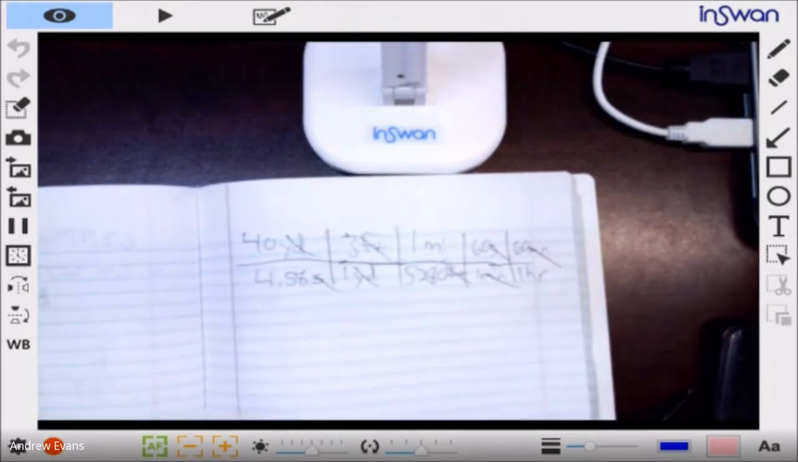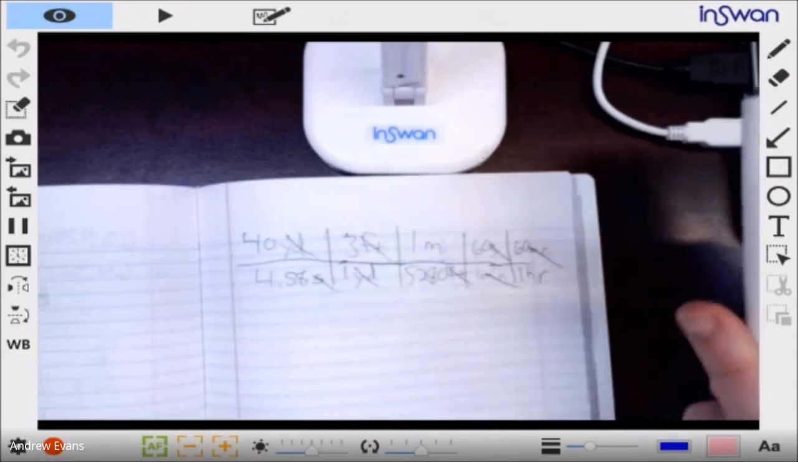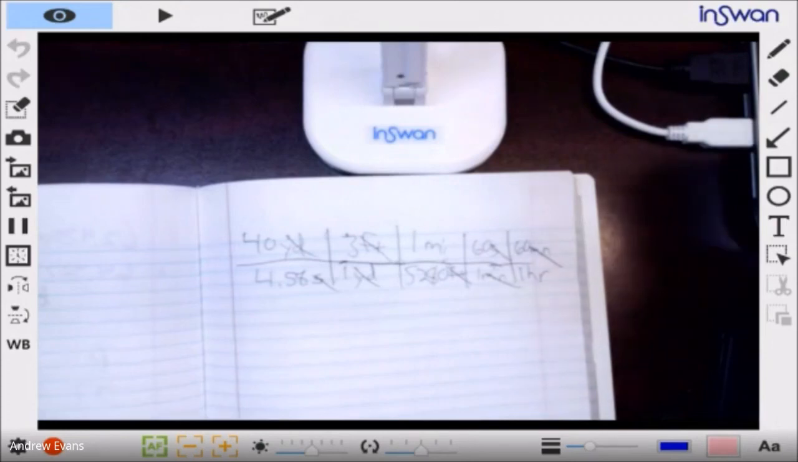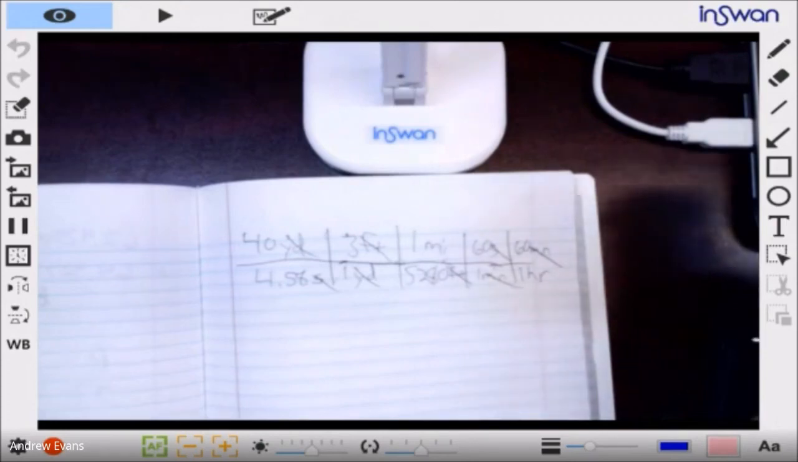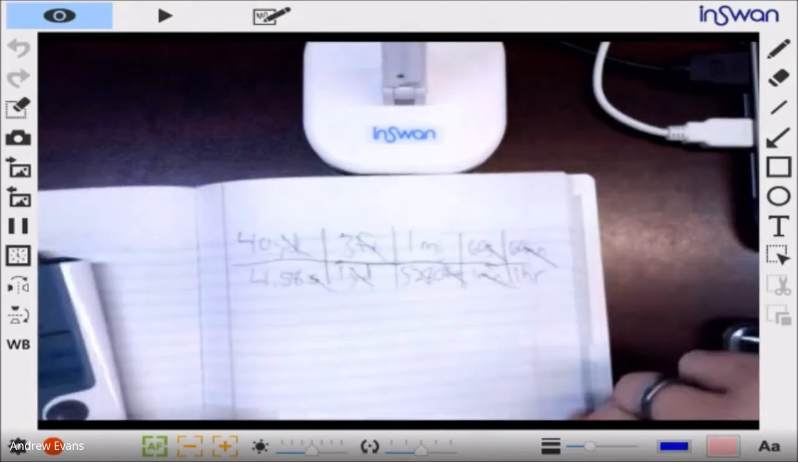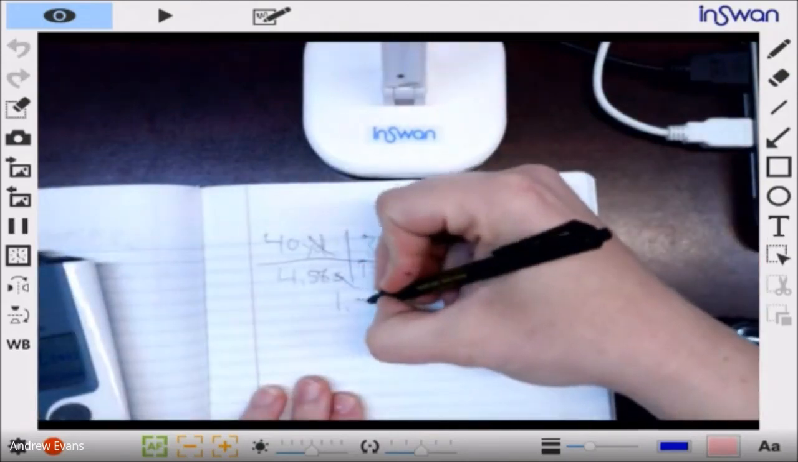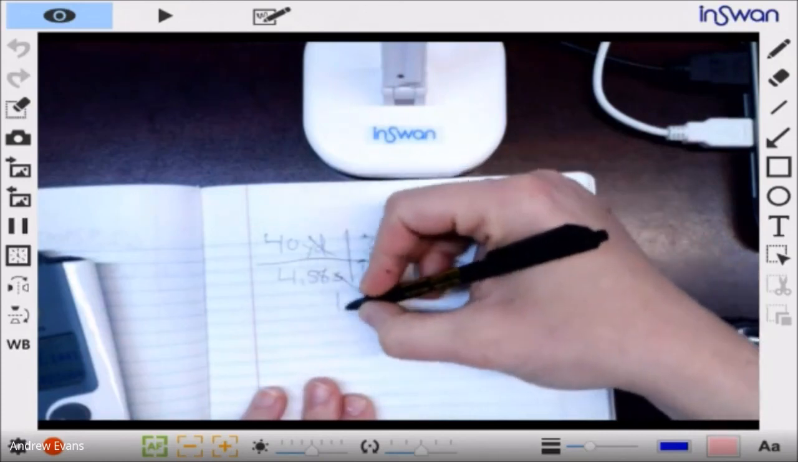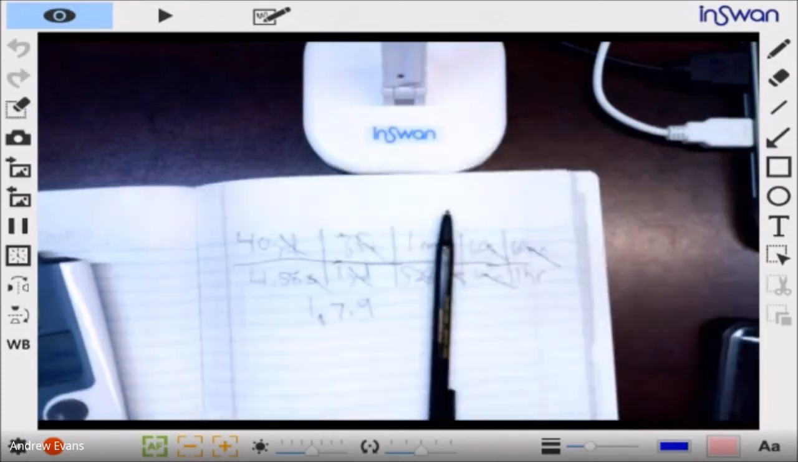So 40 divided by 4.58 is our first ratio, times 3 times 60 times 60 divided by 5,280 puts us at 17.9 miles an hour.